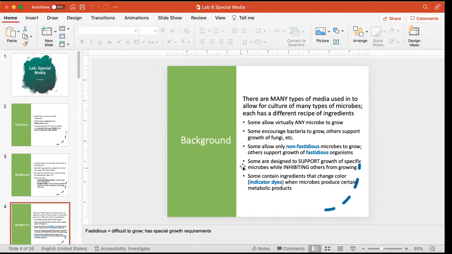Here's something new on this next bullet point. We also have media that are designed to encourage or support the growth of some microbes while inhibiting the growth of others. And some of those media actually change color when certain microbes that grow on them release particular metabolic products. Now, that color change that we sometimes see is the result of adding an indicator dye into the media.